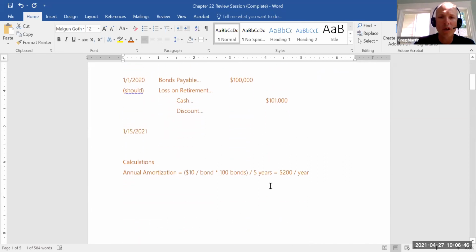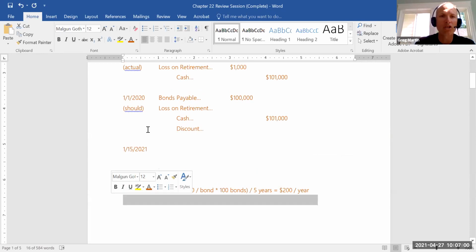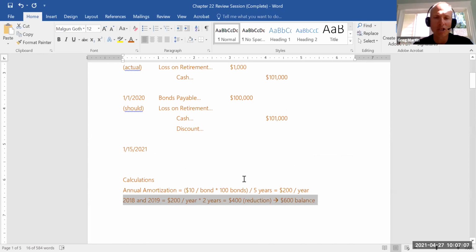And we're told they use the straight line method to amortize. Again, it's a 5-year bond. They're going to amortize in total $200 per year. That just would have been what they would have done. And so given they were issued at the beginning of 2018, they would have had the amortization recorded in 2018, and they would have had the amortization recorded in 2019 for a total of $400, which means that the balance in the discount at the time of the retirement on January 1st, 2020 would have been $600.